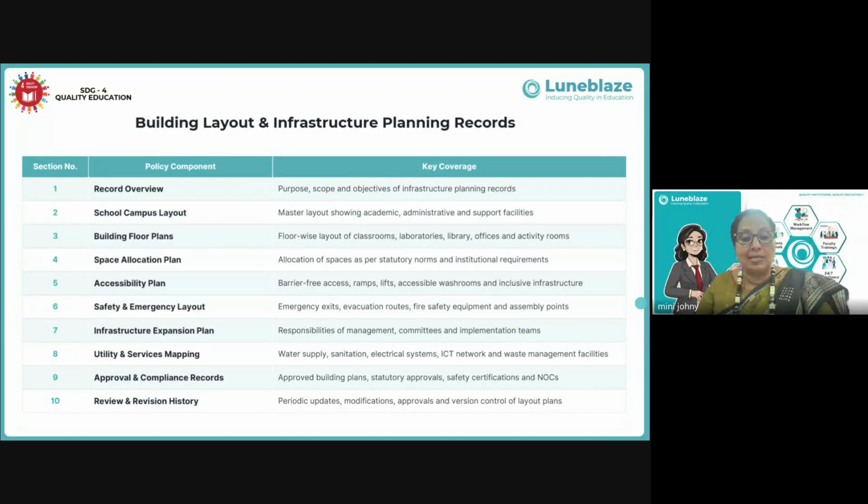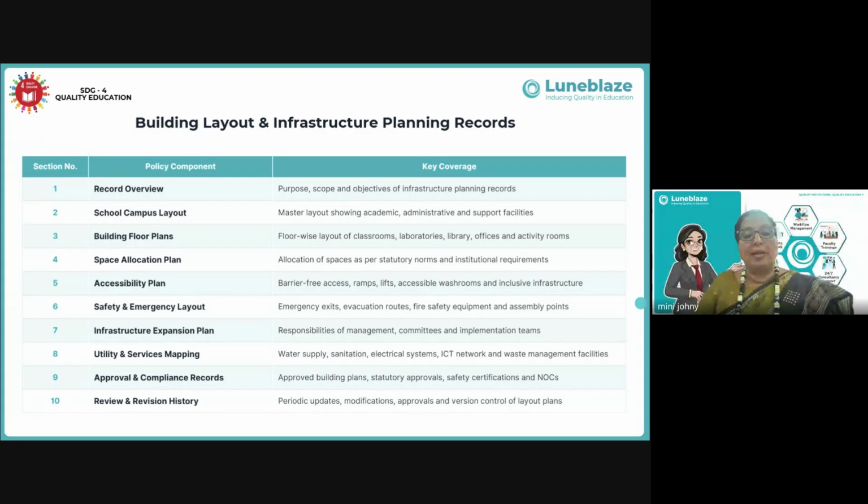Electrical systems, when did the electrician come? ICT network is not working. Waste management facilities. So we have to always think that is utility and services mapping. These are all policies, approval and compliance records.